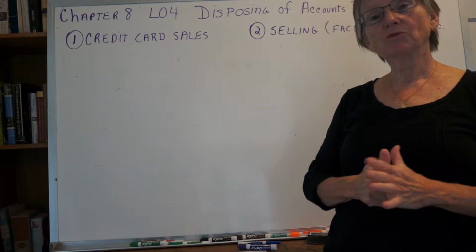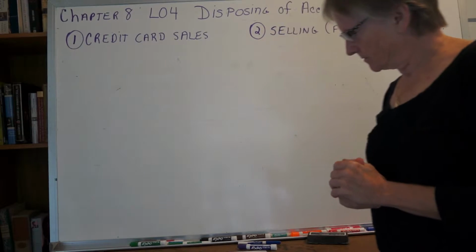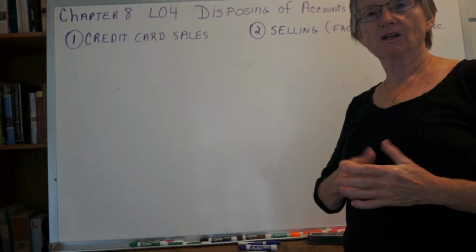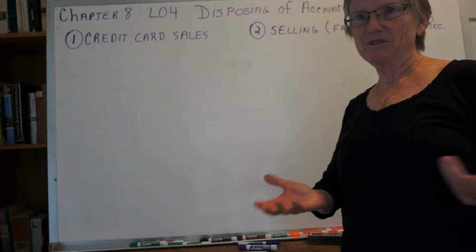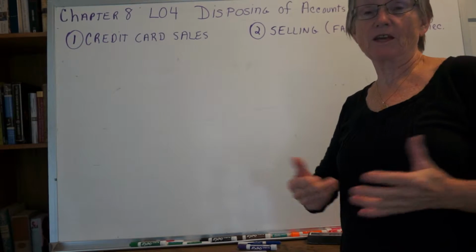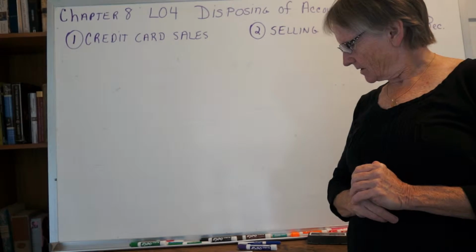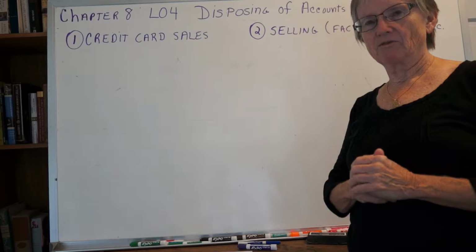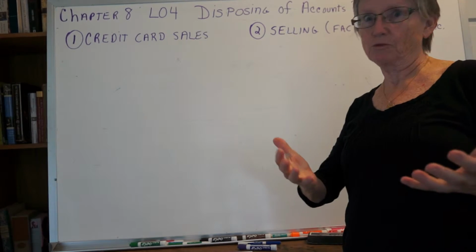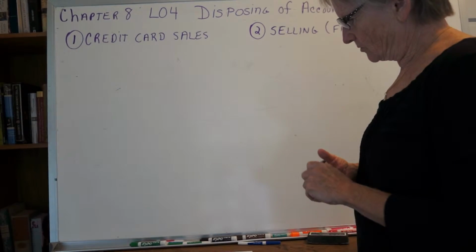So we can do credit card sales. When we accept credit cards, we're in effect having somebody else collect, we're having that national credit card company collect our accounts receivable for us. And they're not going to do that for free. So let's see how we do the journal entry.